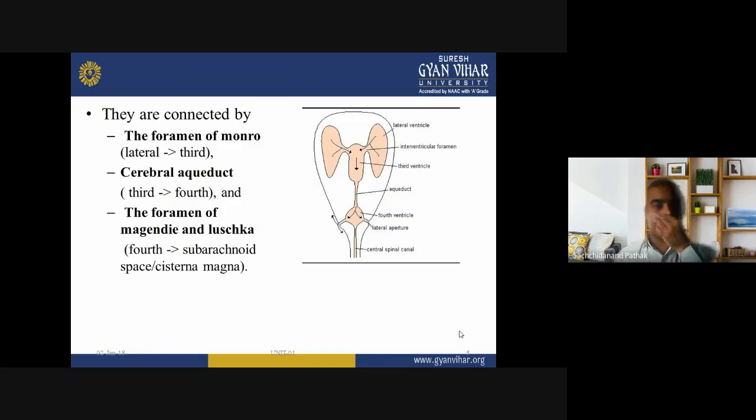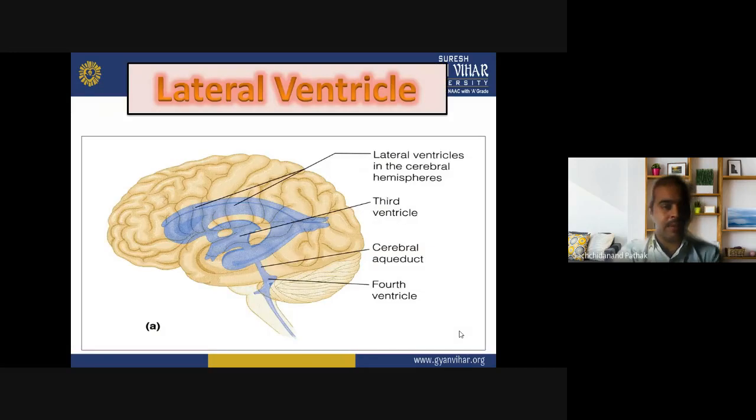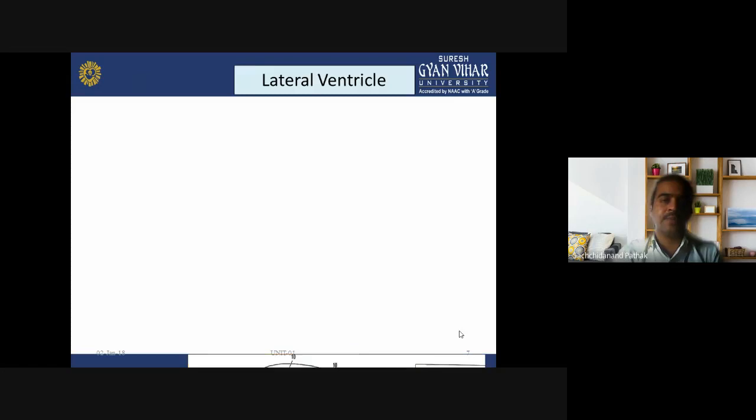Now these ventricles are connected by the foramen of Monro, which connects the lateral ventricles to the third, then the cerebral aqueduct connects the third and fourth, and the foramina of Magendie and Luschka connect the fourth ventricle to the subarachnoid space or cisterna magna. Now the lateral ventricle is in the cerebral hemisphere. We can see there are two lateral ventricles, then the third ventricle and the fourth ventricle, as shown in the images.